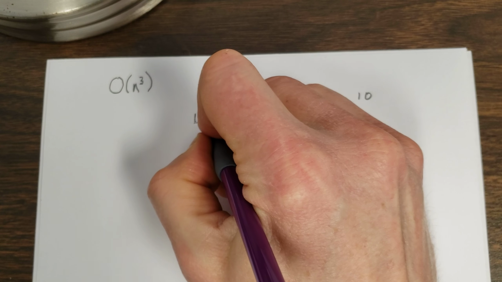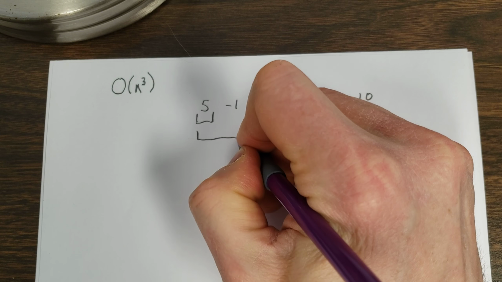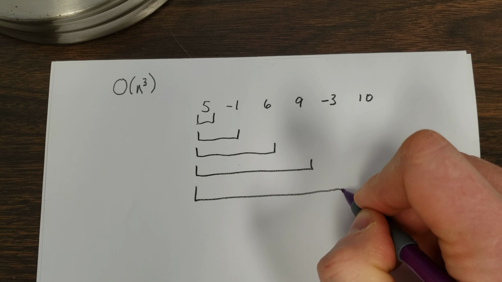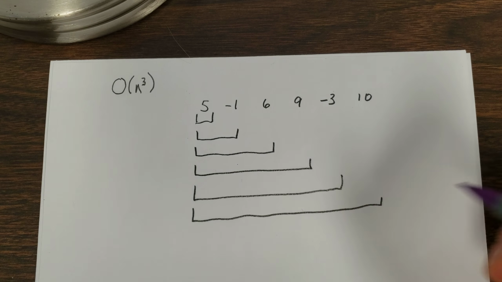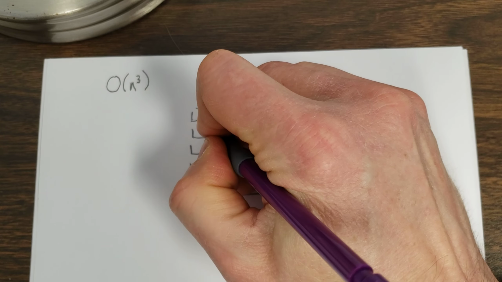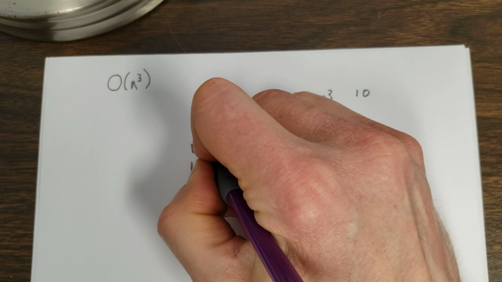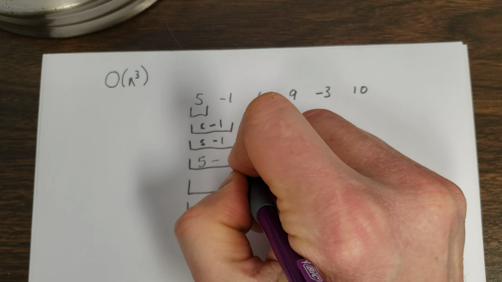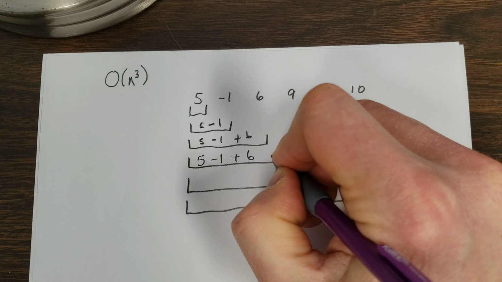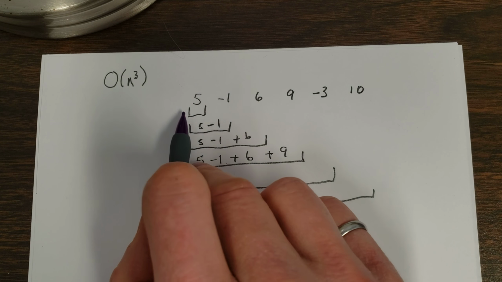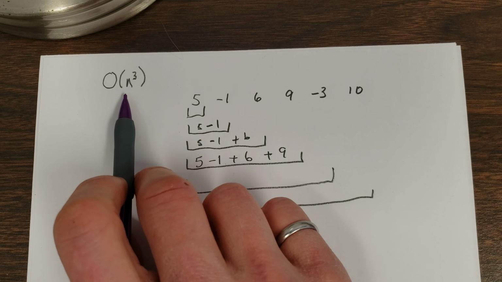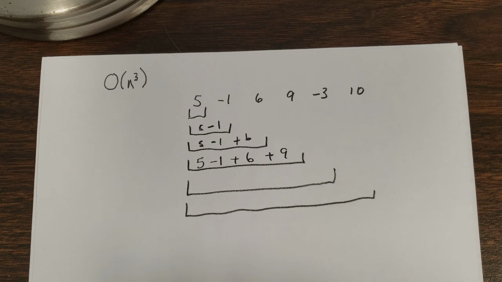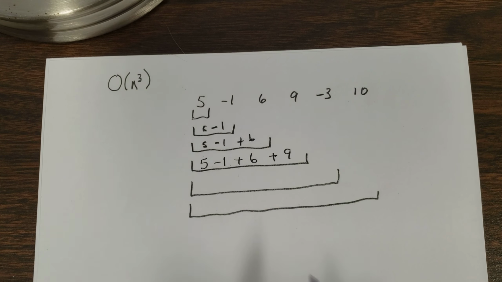and then we summed up this interval, then this interval, then this interval, then this interval, then this interval, and finally this interval. And we did the sum each time. So we did 5 minus 1 for this, then we did 5 minus 1 plus 6 for this one, and then we did 5 minus 1 plus 6 plus 9 here, and we kept a running sum each time. Now this is for the order n cubed algorithm, where we actually do the sum each time. And here likewise we'd add them all up.